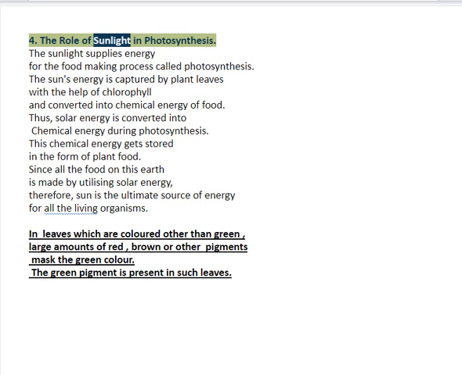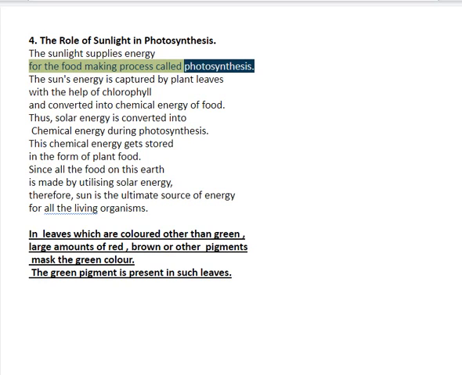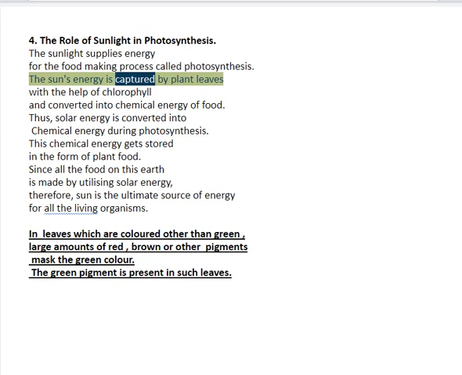4. The role of sunlight in photosynthesis. The sunlight supplies energy for the food-making process called photosynthesis. The sun's energy is captured by plant leaves with the help of chlorophyll and converted into chemical energy of food. Thus, solar energy is converted into chemical energy during photosynthesis. This chemical energy gets stored in the form of plant food.